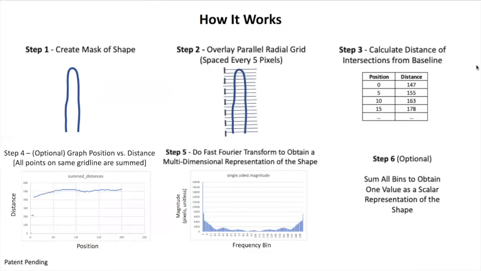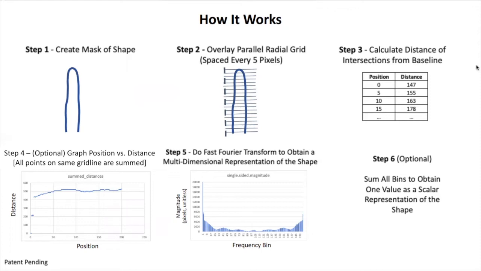But before we begin, let's discuss how the LCPC transform works. In step 1, an outline of a finger is created. In step 2, we overlay a parallel grid system spaced every 5 pixels. The origin of the lines is a baseline represented by the dotted line. In step 3, this allows us to calculate the distance from the baseline to the intersection of the parallel grid and the edge of the shape.